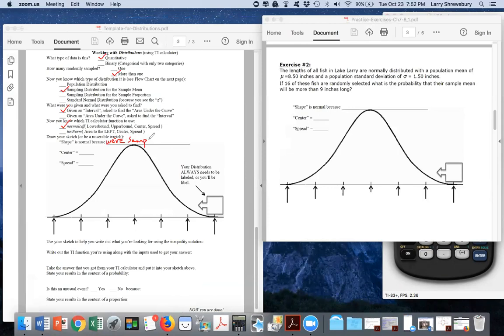The answer is no, because they told us the population was normal. They didn't tell us the sampling distribution was normal. Now, did they? Well, isn't that what I meant? Well, that's what you said. So we're sampling. So it'd be more clear to say it this way.